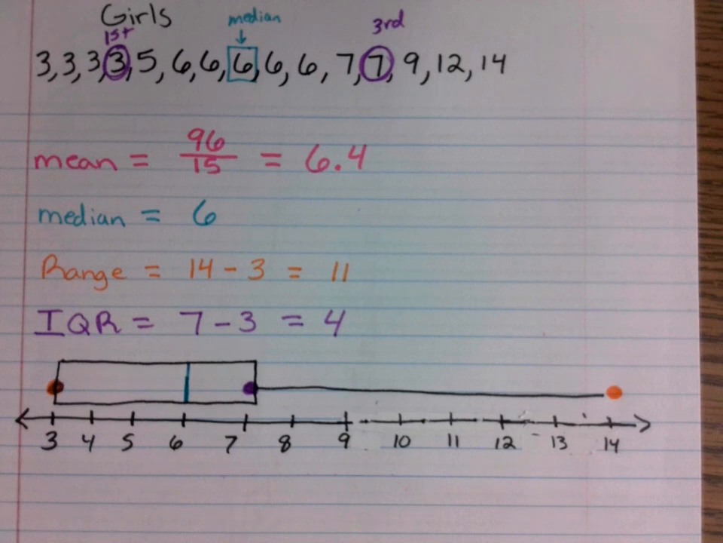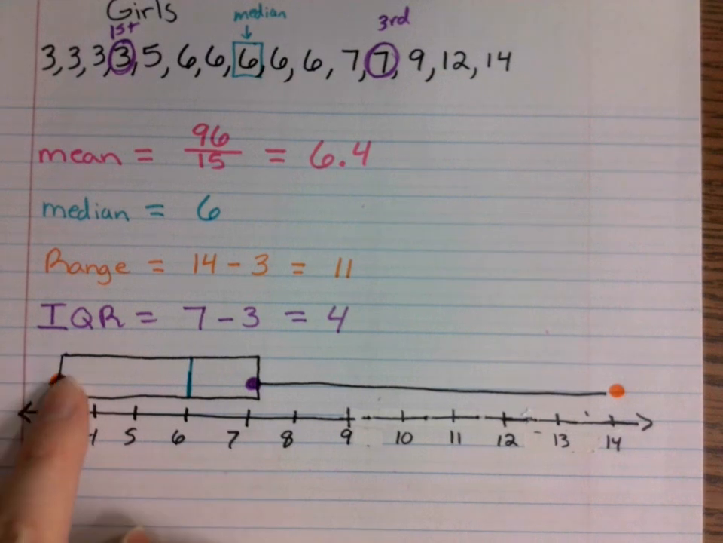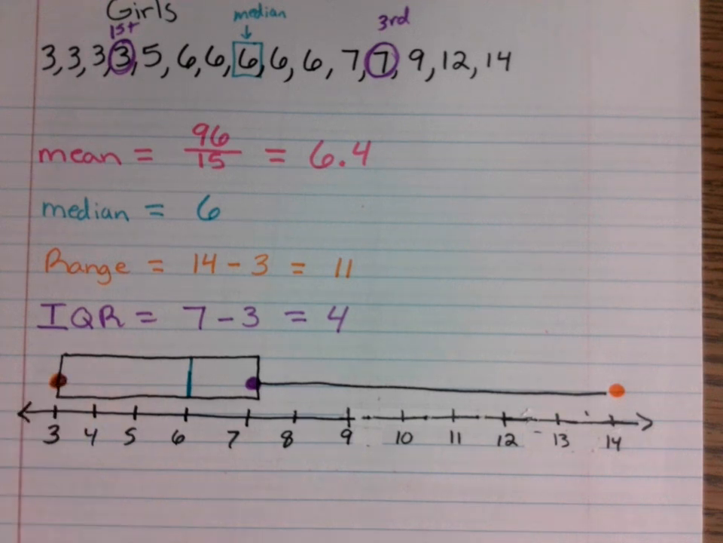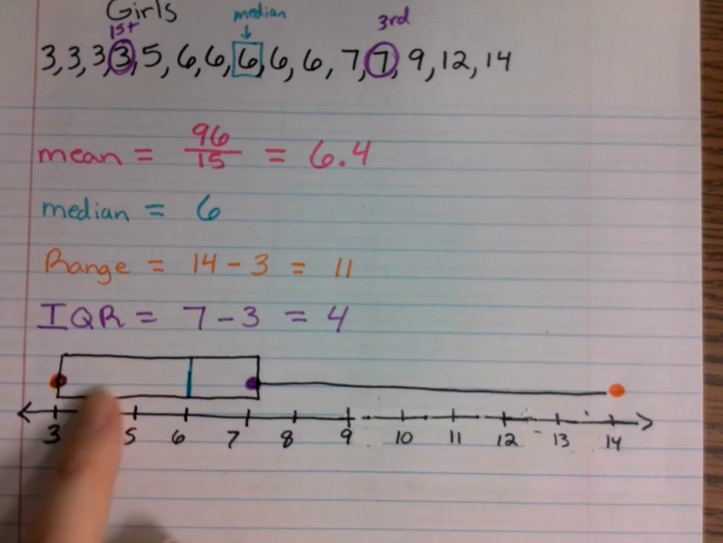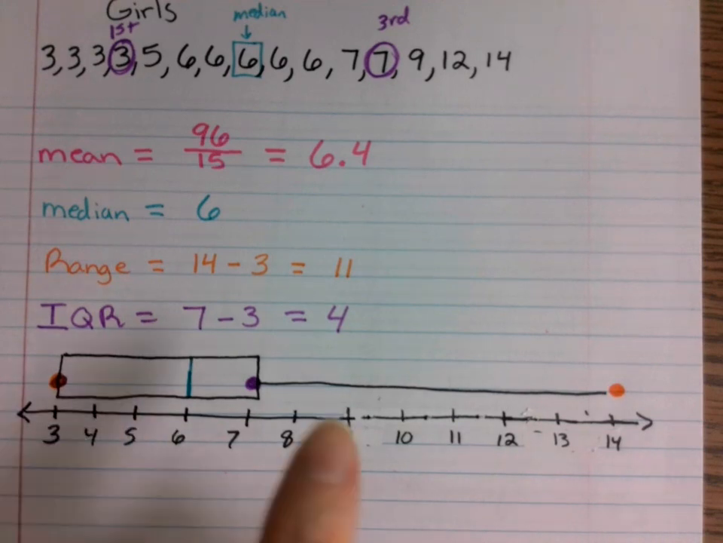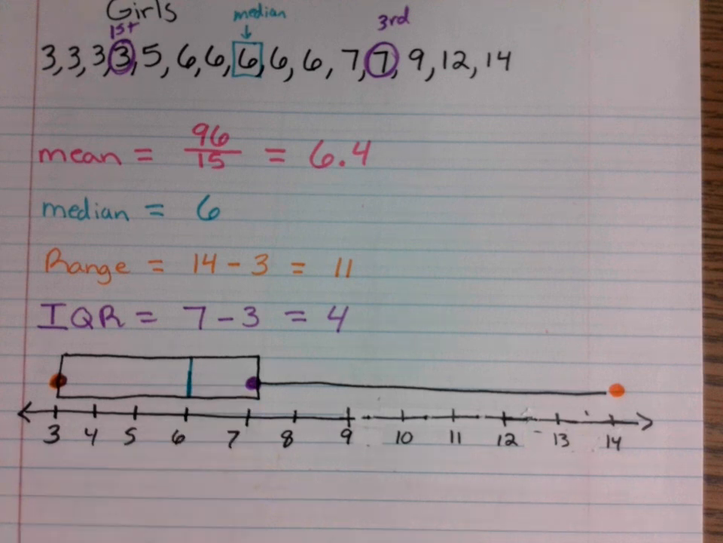Now, knowing that this right here represents 25% of your data, 25% of your data is just 3s. 25% of your data falls between 3 and 6. 25% of your data is 6s and 7s. And 25% of your data falls between 7 and 14.